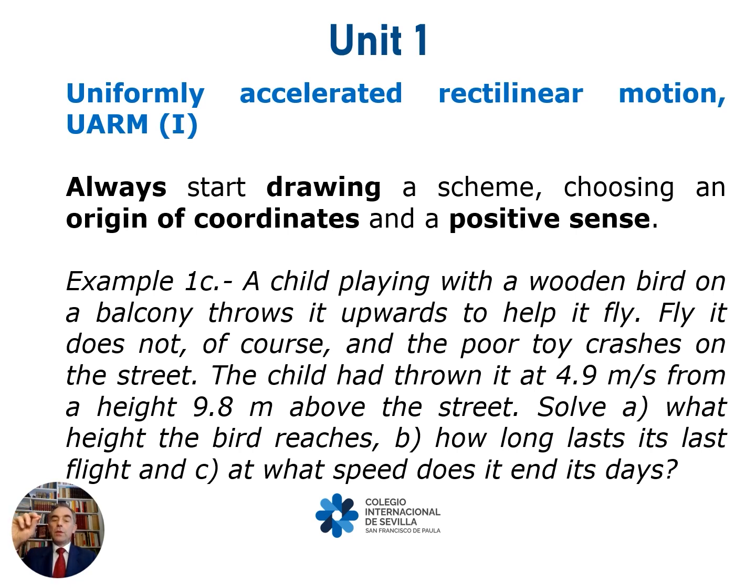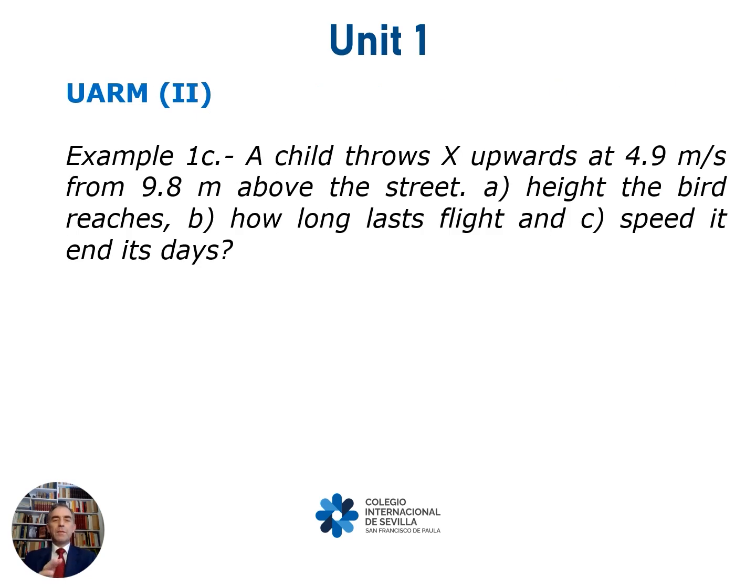So again, the child is on a balcony, throws the wooden bird upwards, and then the wooden bird crashes on the street. Is that clear? Good. Let's simplify a little bit the text to focus on the important points. A child throws a body upwards at 4.9 meters per second from 9.8 meters high above the street. What is the height the bird reaches? How long lasts its flight from the moment it was launched until it crashes, and at which speed it crashes?